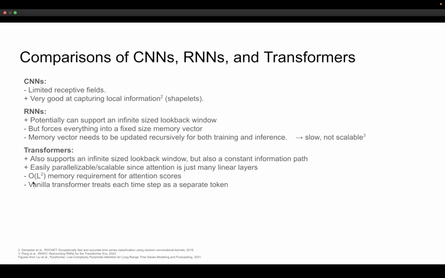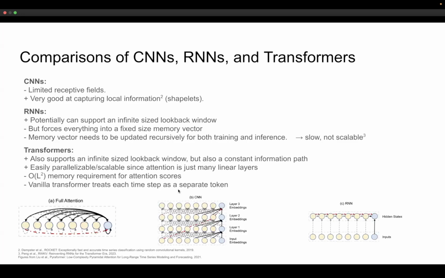But there's also this quadratic memory requirement. And the vanilla transformer also treats each time step as a separate token, so it loses the connection from the current time step to the neighboring time steps. Next week, we'll talk about some tricks to deal with the last issue here. And this is a summary of the three types of networks: transformers, CNNs, as well as RNNs.